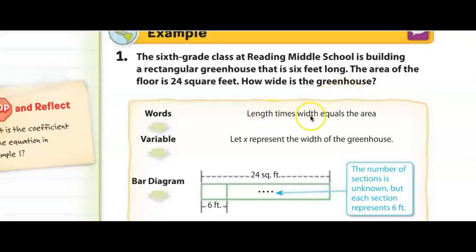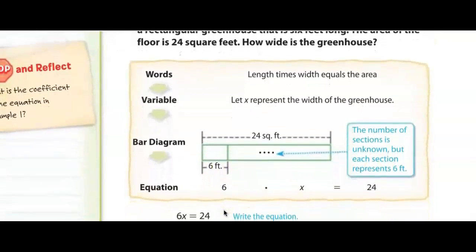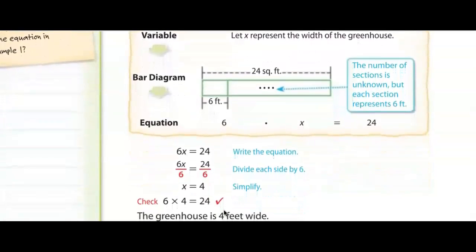Okay, so length times width equals the area, and x is going to be the width of the greenhouse. So here's the bar diagram. The whole area is 24 square feet, okay? And rectangular, it's 6 feet long, so we have 6 feet. So the number of sections is unknown, but each section is 6 feet long. So we are going to make that into a multiplication problem. 6 times the unknown number equals 24.